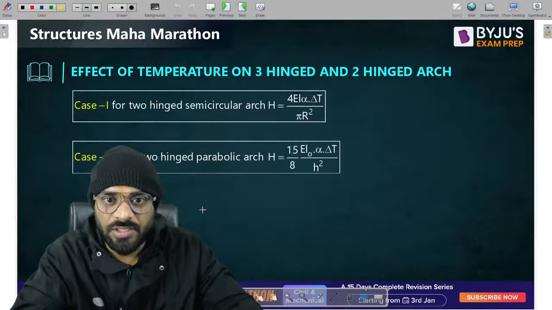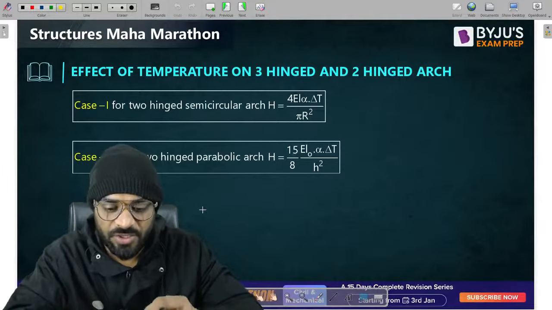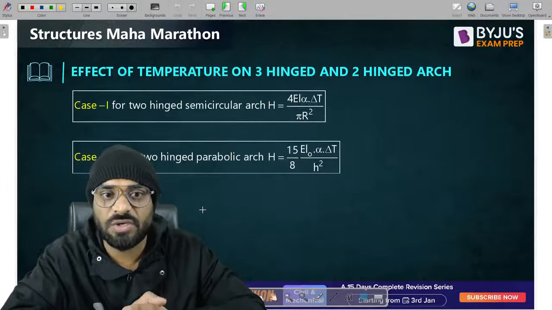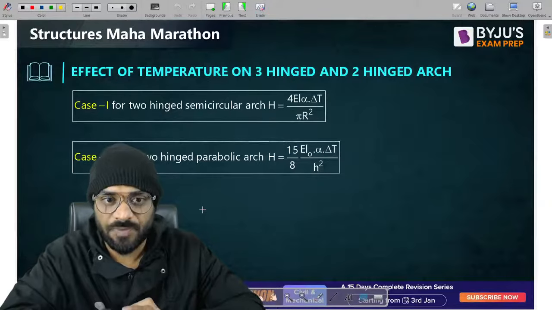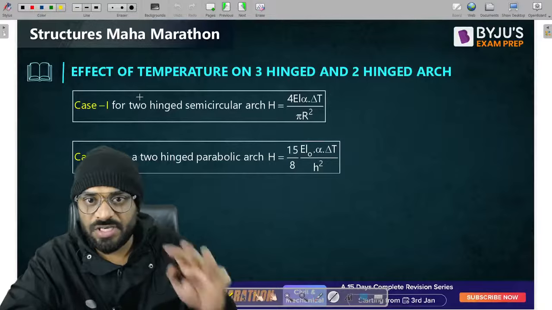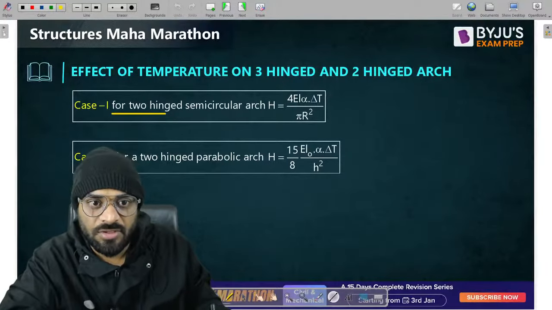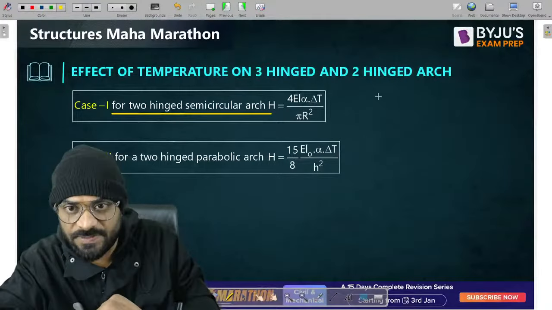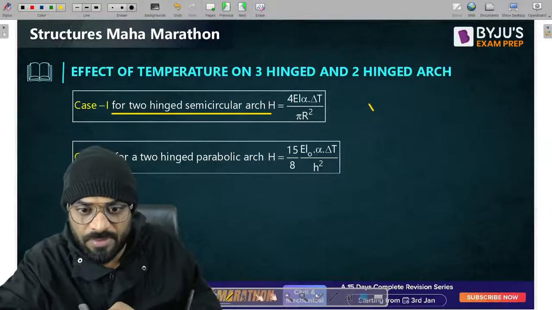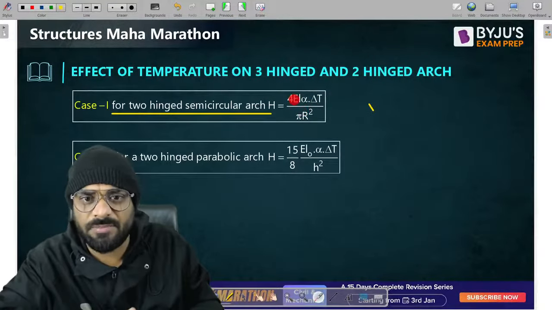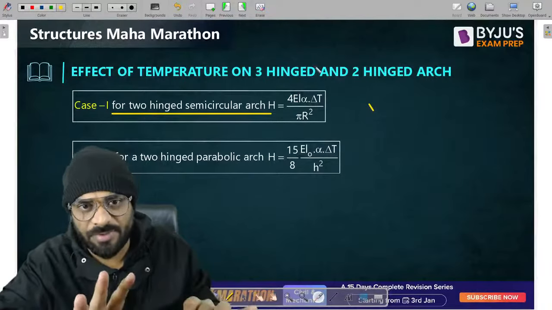Now, effect of temperature. Now guys, you know that due to the change in temperature, we may have certain horizontal reaction developed in case of a two-hinge arch, in case of a three-hinge arch, right? So please remember the values again. For a two-hinge arch, please remember these values. If a two-hinge arch is semicircular, then what should be the horizontal thrust value? Please remember this. Horizontal thrust is equal to 4 EI alpha delta T by pi r square. If you are able to remember it, then please remember it, guys. Otherwise, you can leave this particular part of effect of temperature from the arch portion.